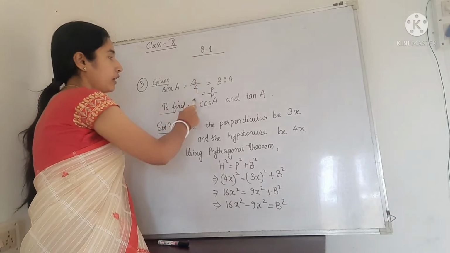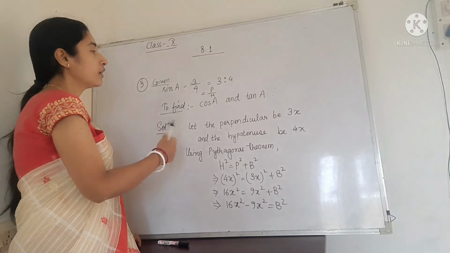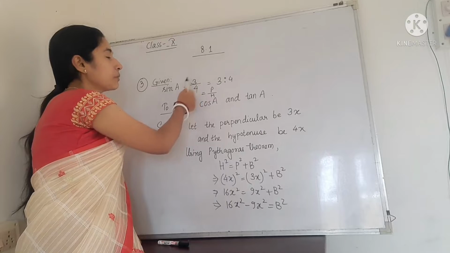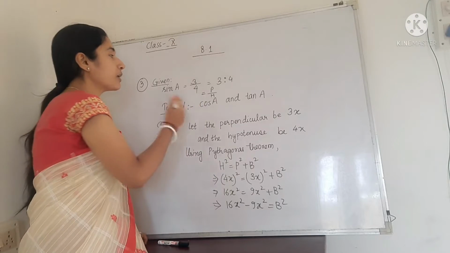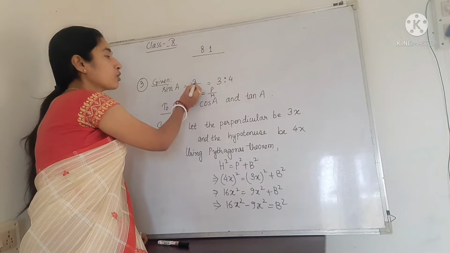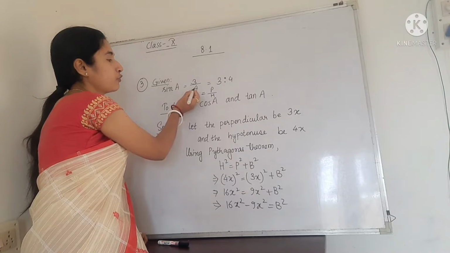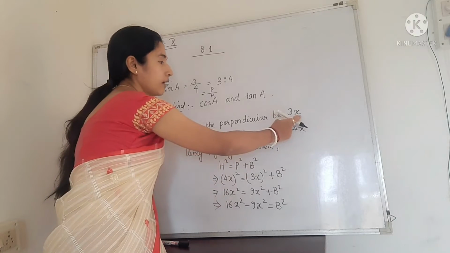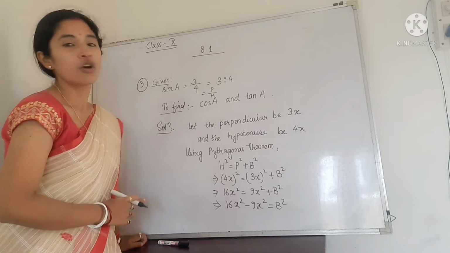Because you already know that the ratio is given in simplest form, we cannot write directly that the perpendicular is equal to 3, because 3/4 is in its simplest form. So there should be a multiple, that means a number which is multiplied with 3 to get the perpendicular. Similarly, there should be a number which is multiplied with 4 to get the hypotenuse. That number we are taking as x. So the perpendicular is 3x and the hypotenuse is 4x.